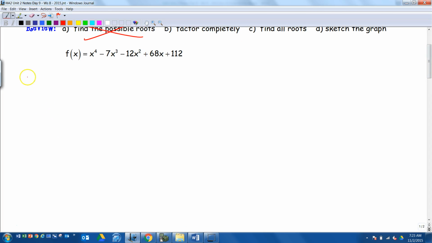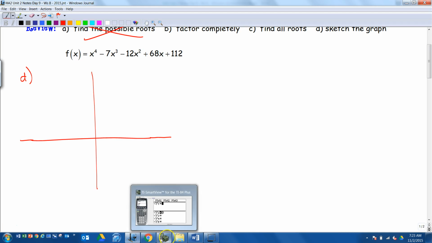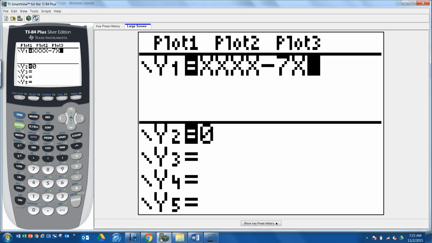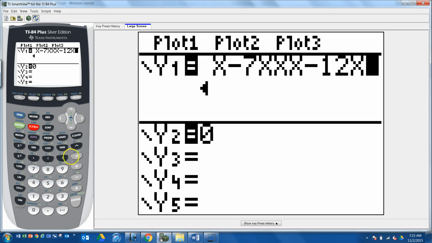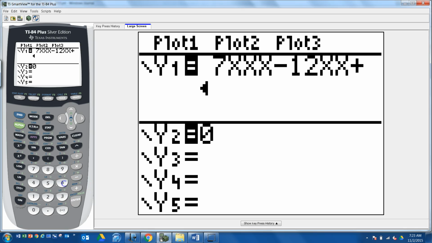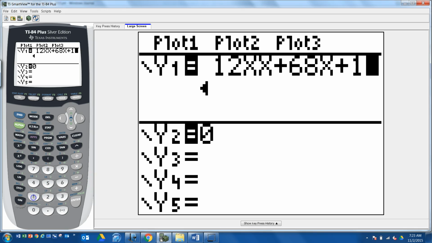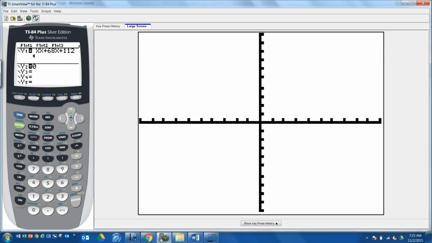I'll sketch that over here by just looking at what it is on the calculator. So if we graph this, x to the fourth minus 7x cubed minus 12x squared. And hopefully you guys realize that there should be at most 4 zeros here. And graph it.